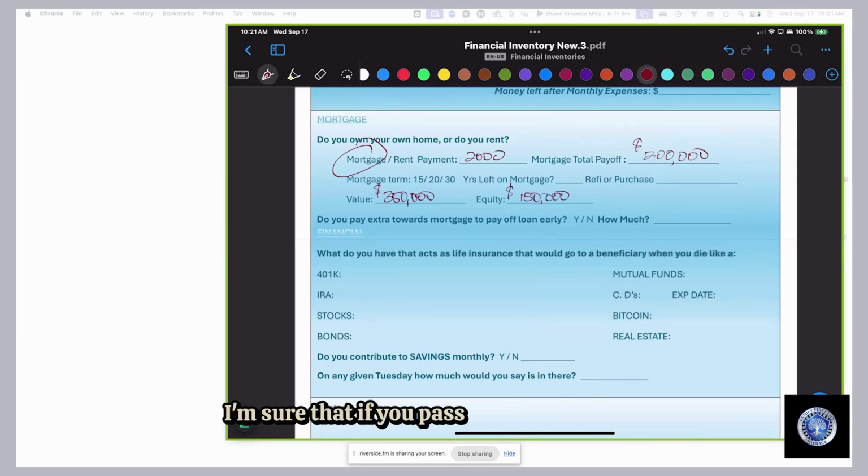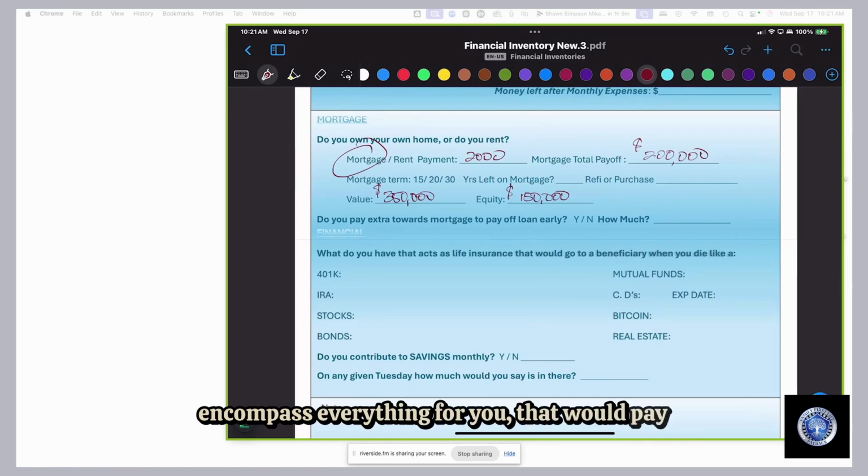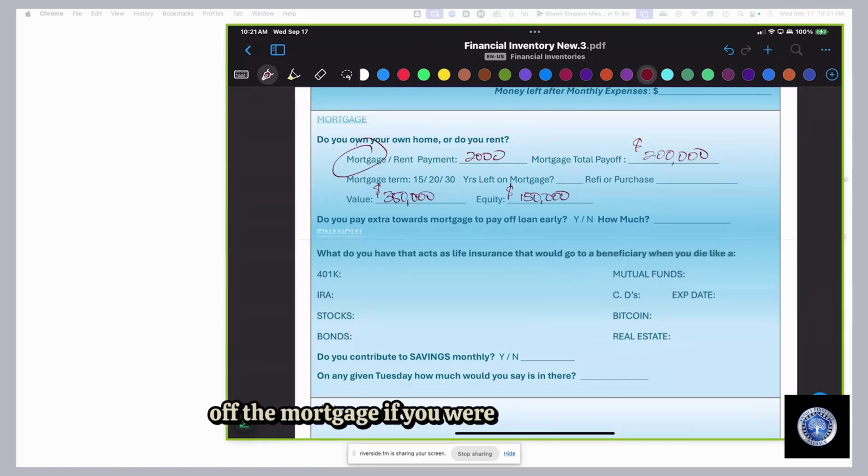I'm sure that if you pass away, you'd want that to go to your family, right? Yes. So if I designed a policy that would encompass everything for you, that would pay off the mortgage if you were to pass away or possibly even get hurt, sick, or injured, would that be of interest to you as well? Yes. Okay, so I'm going to make a little note, pay off mortgage.